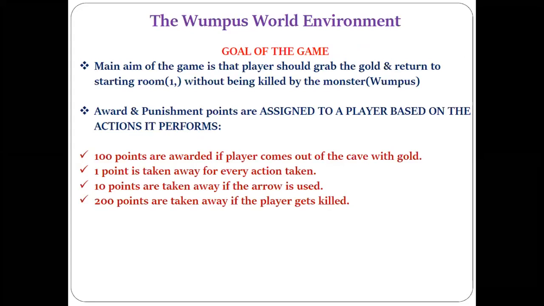And lastly, we discussed some of the rewards given to the knowledge-based agent: 100 points if it comes out with the gold and reaches home without being killed. Sorry, 1 point will be reduced from the agent's score for every action the agent takes. 10 points will be reduced if it uses the arrow, and 200 points will be reduced if the agent, or that player, gets killed.